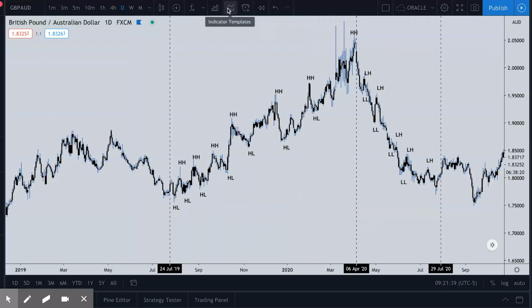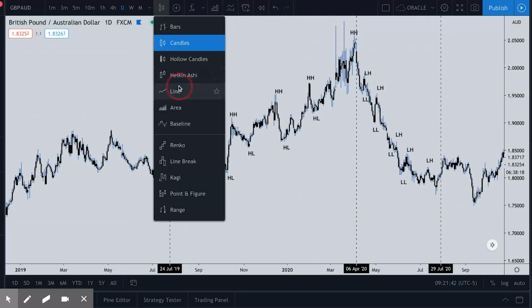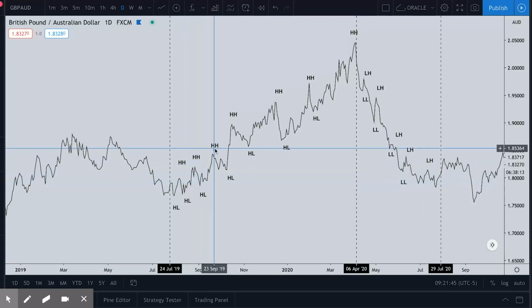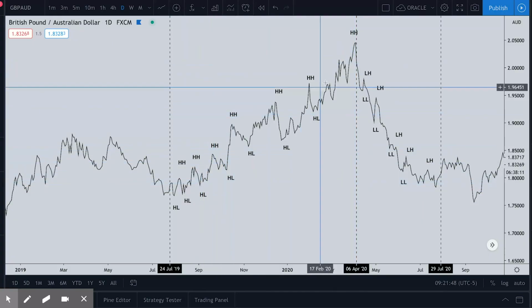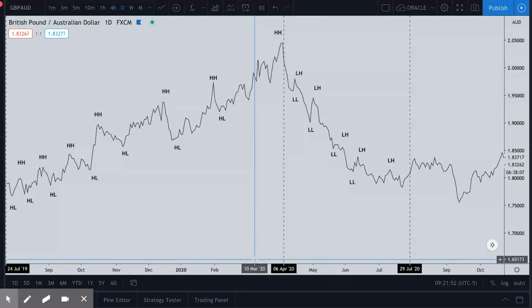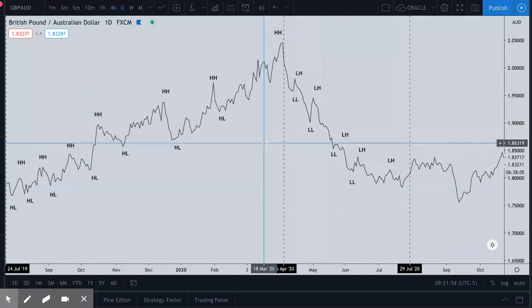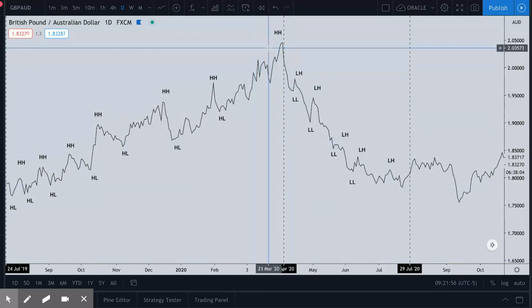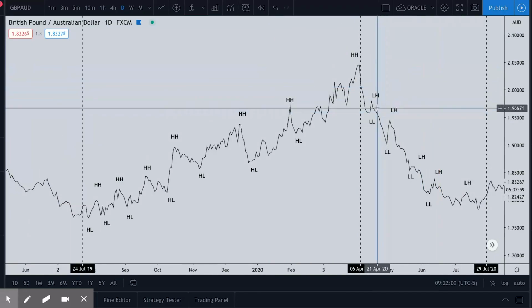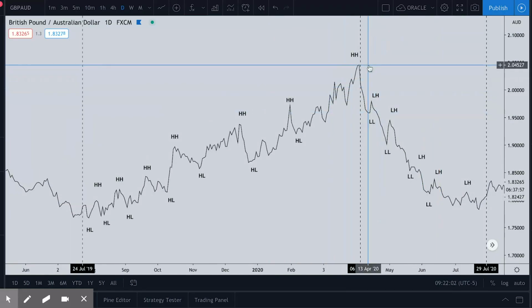So if we just were to switch it to the line chart, you would clearly see then, without all of the noise, without the wicks, the higher highs and higher lows forming, and then where it switches to the lower lows and lower highs. So that is an uptrend, that is a downtrend. Now, when do we know when an uptrend is going to end and when a downtrend is going to end? Well, we've got some great examples, so I'm going to show you now.